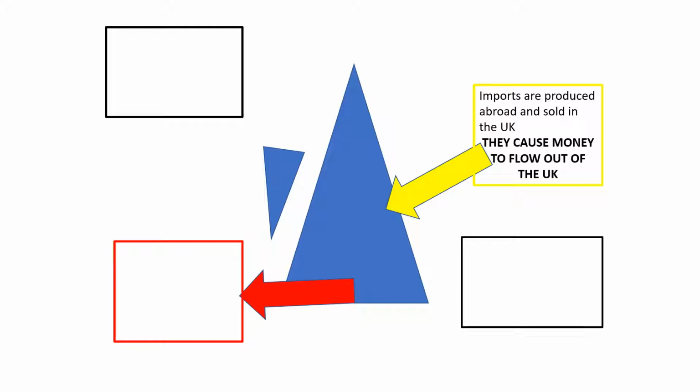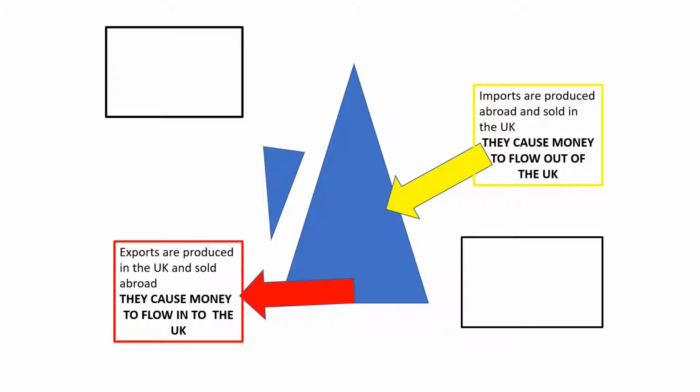On the other hand, we have things which are produced in the UK and sold abroad. These are known as exports. An export would be, for instance, a car made in the UK and sold in Germany. And this will cause money to flow into the UK. So the car is made in the UK, goes to Germany, sold, the money comes back to the UK.